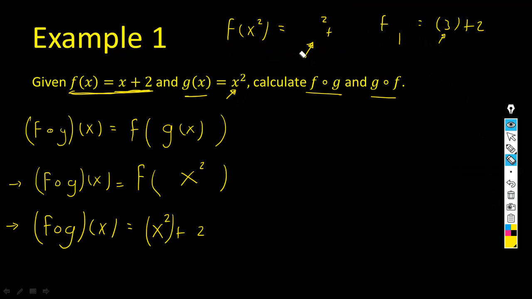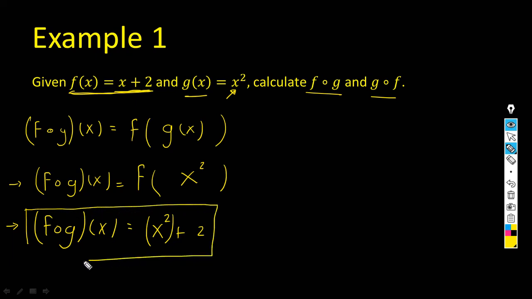Let me erase all of this. Okay, so f circle g of x is simply x squared plus 2. We are done. We have calculated f circle g, or the composition of f and g. This is the composition of f and g in that order.